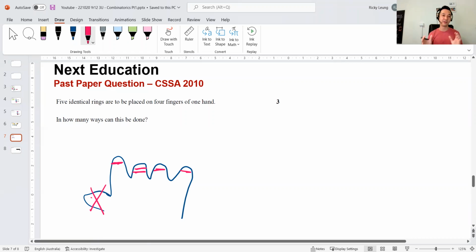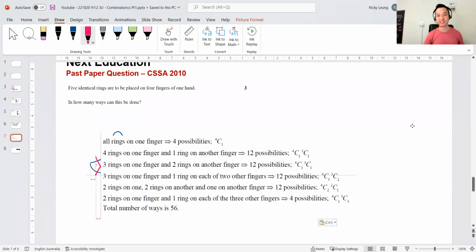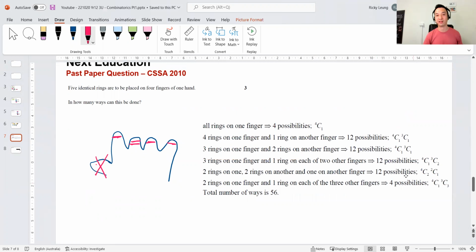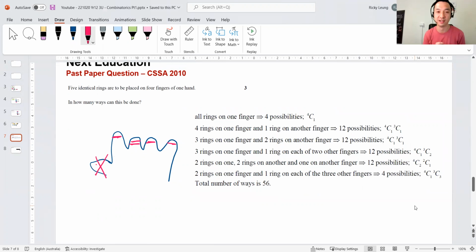Now, if you were to approach this using a case method, let me cut and paste, watch the complexity. This is the answer. Wow. This was a solution from the CSSA. They basically consider, what if all the rings were on 1 finger? What if 4 rings were on 1? Look at it, guys. That's why they gave it 3 marks.